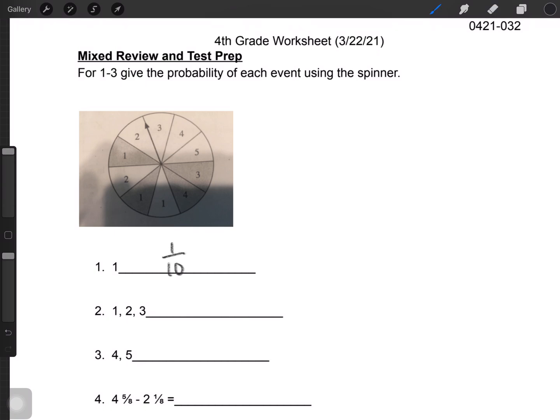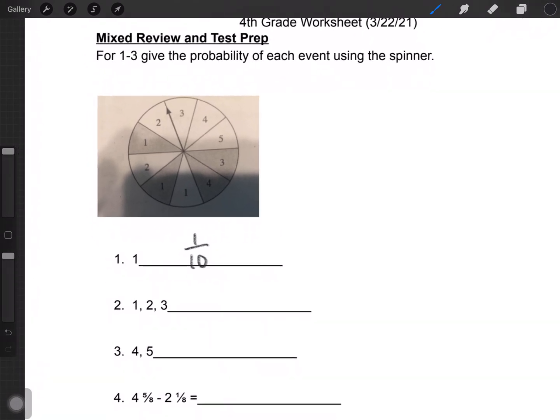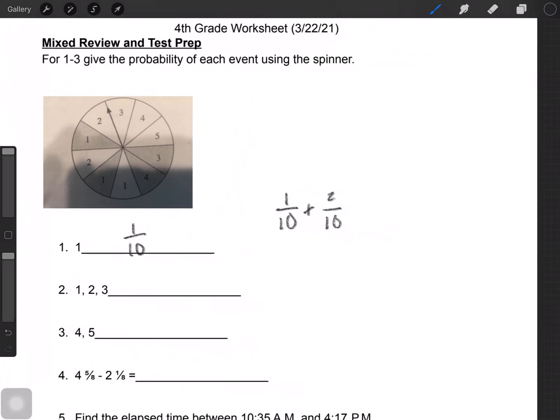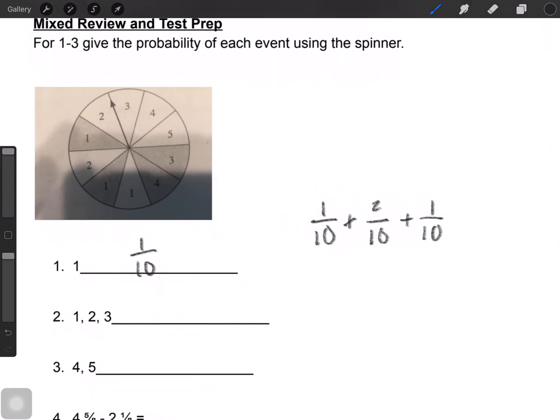Number 2 says probability of getting a 1, 2, and a 3. So what we're going to do is we have the probability of getting a 1. So let's do it to the side. Probability of getting a 2 is 2 out of 10 because there are 2 2s on the spinner, and probability of getting a 3 is a 1 out of 10. So we add these up and we get 4 out of 10, which you can simplify into 2 out of 5.